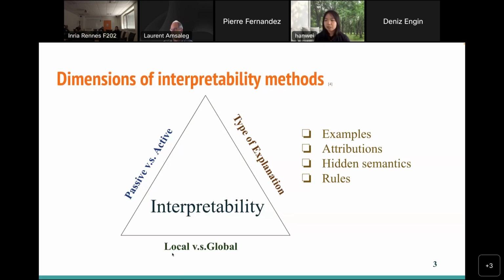The last dimension is local versus global explanation. Local explanations mean we have an explanation for every input. For instance, attribution methods are naturally local explanations. The other is global explanation, like a decision tree. It does not explain why the neural network made a decision for a specific input, but explains it as a whole.